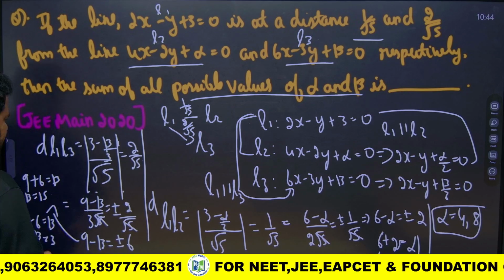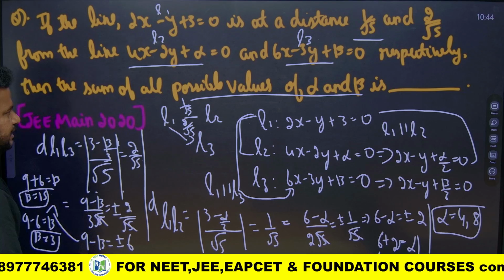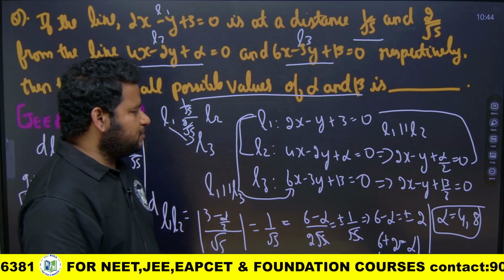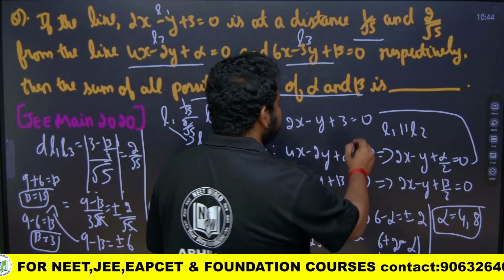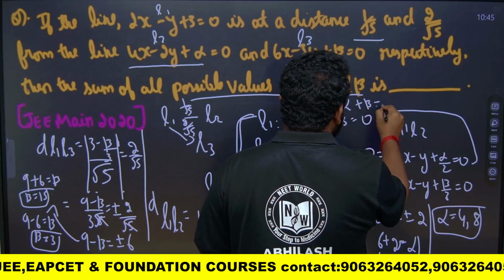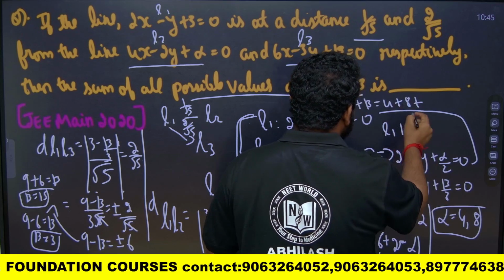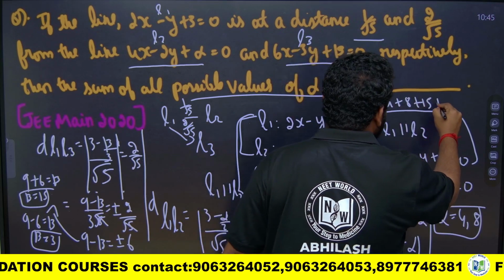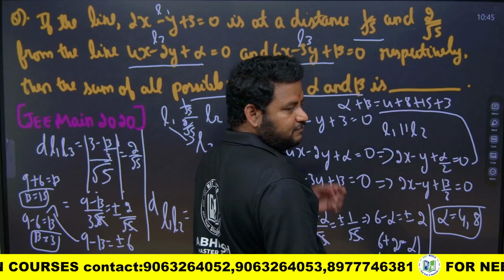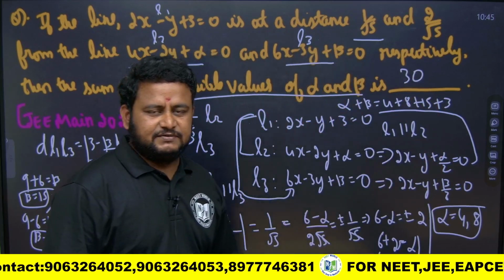So I got beta is equal to 15 and beta is equal to 3. They are asking for the sum of all the possible values of alpha and beta. So alpha plus beta is nothing but, alpha has the values 4 plus 8, and beta has the values 15 plus 3. That is 12 plus 15, 27, 27 plus 3 is 30. The answer is 30, very simple.